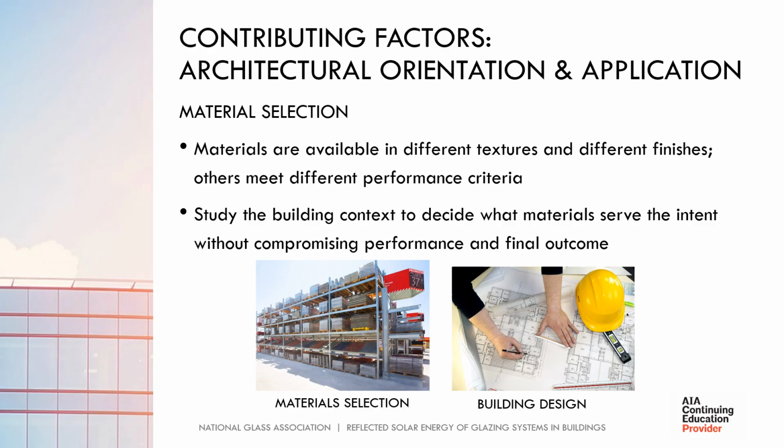When using reflective or potentially reflective materials, the designer must carefully study the building context and decide what materials serve the intent without compromising performance and the final outcome that could be produced by such materials. Some reflective materials can be treated to become less reflective. Materials like glass are available in a broad palette that allows the most complex building geometries to be achieved.